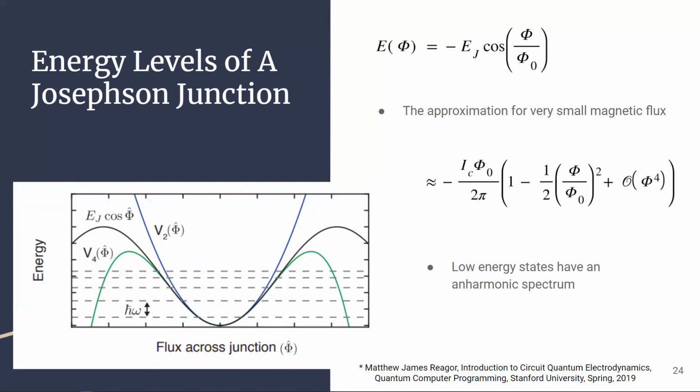Okay, this is really important because of the reasons we will see in the applications of Josephson junctions. But what you should remember about this is that once we approximate the magnetic flux for small values, we get an anharmonic spectrum for the energy levels of this junction.